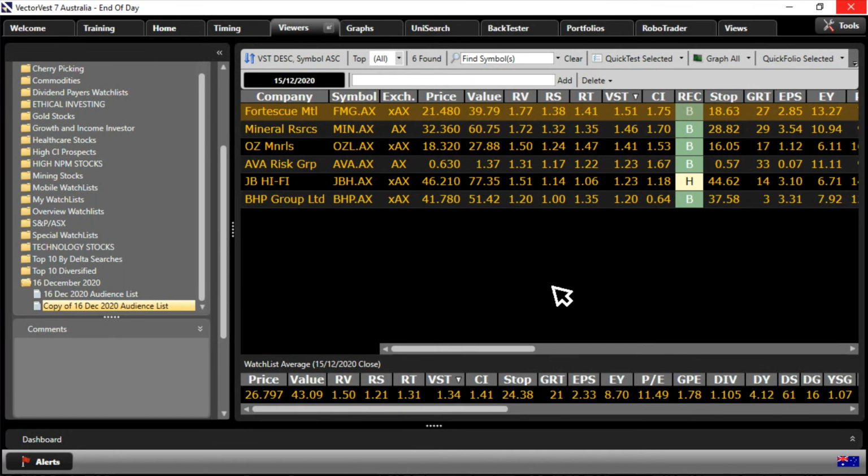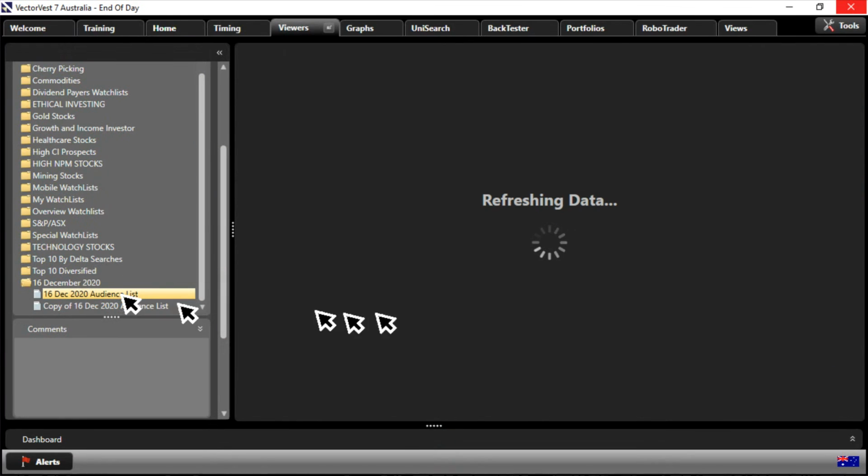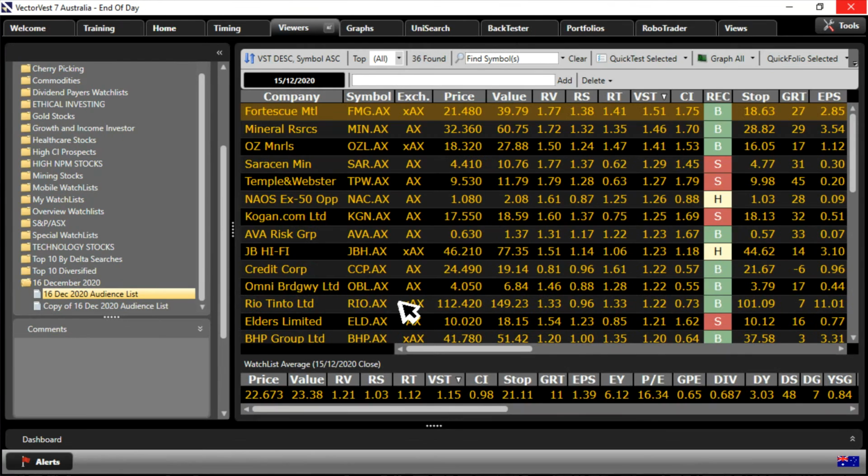So if you're new and you're coming in looking at VectorVest for the first time, build yourself a watch list. Plug in all your stocks. It doesn't matter whether you own them or have owned them or want to own them. Just put them in and run through that analysis again. So remember, let's just do a quick recap on it.